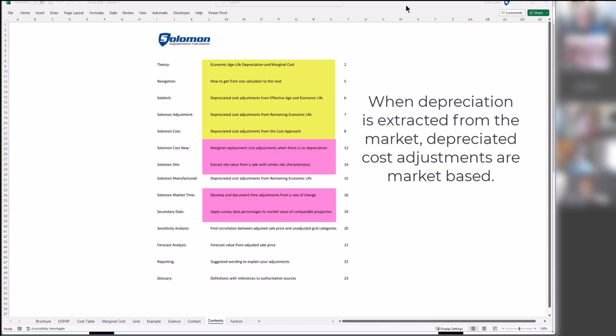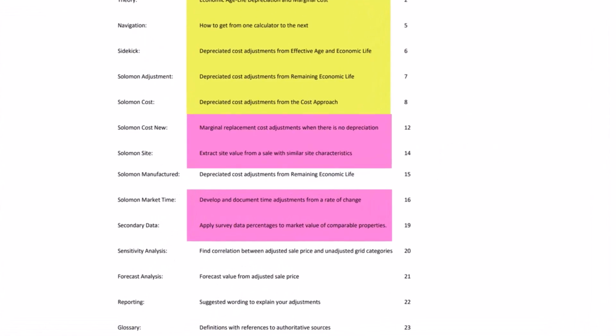Today, we're going to be talking about four additional calculators. Solomon Cost New, that's to do cost adjustments when there's no depreciation. Solomon Site, extracting a site value from a sale with similar site characteristics. Site value is also an assignment result that we need to support.